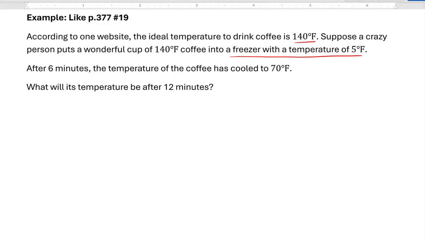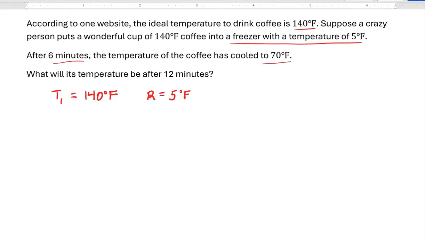So as I'm gathering information here, my T sub 1 is going to be 140 degrees. My first temperature, so to speak, is that 140 degrees Fahrenheit. My room temperature is going to be a chilly 5 degrees Fahrenheit. And as we continue on here, after 6 minutes, the temperature has cooled to 70 degrees.